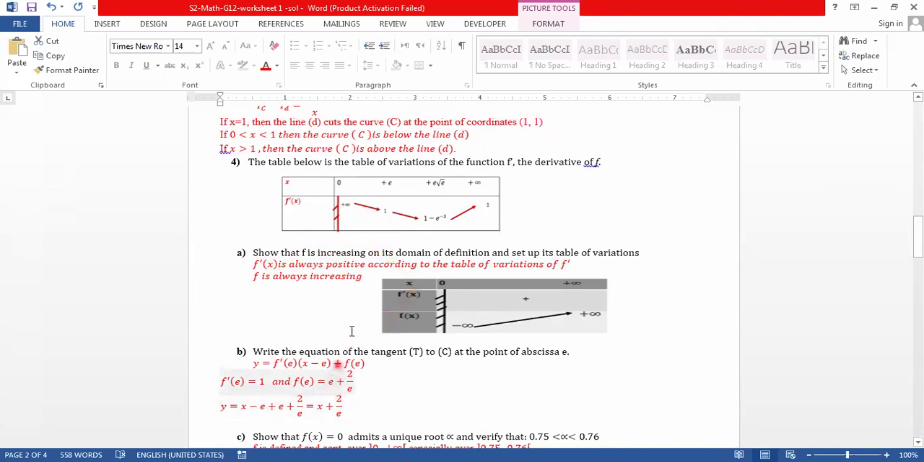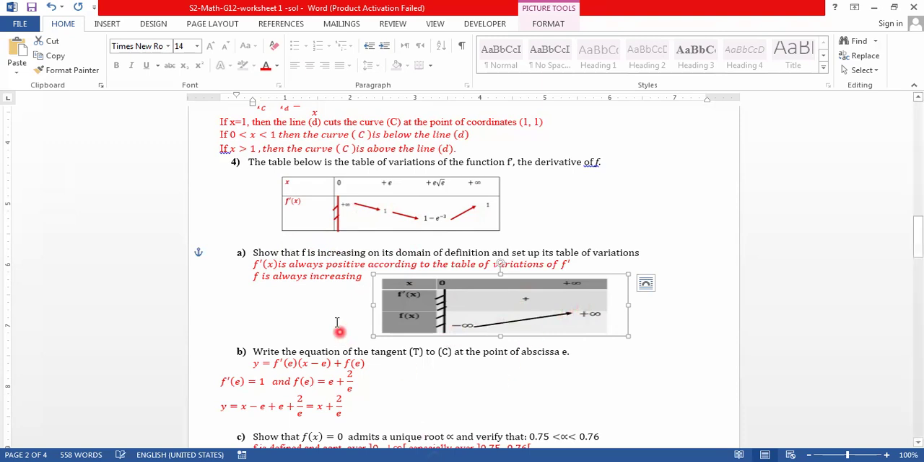How can I tell that f is increasing? For f to be increasing, the derivative should be positive. If you look at the table of variation, the minimum of the derivative is positive. It's 1 minus e to the power minus 3, which is positive. If the minimum of the derivative is positive, then the derivative is always positive, which means that f is increasing over its domain. So we say that the derivative is always positive, then f is always increasing. And this is the table of variation of f of x. The derivative is positive and f of x is increasing.